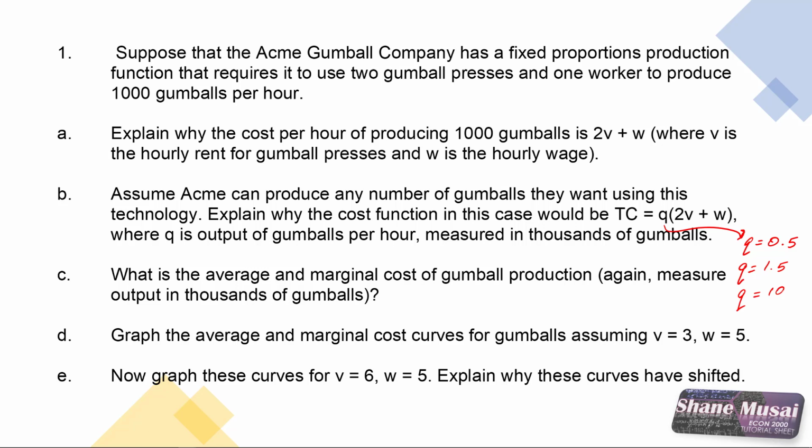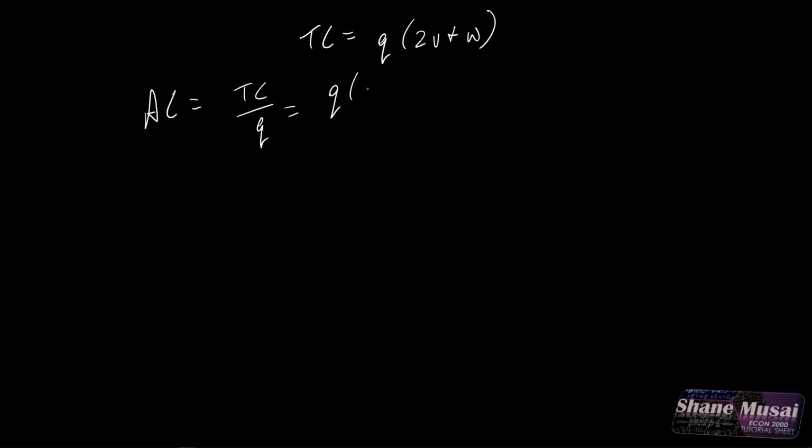Part C says, what is the average and marginal cost of gumball production? Again, measure output in thousands of gumballs. Remember, our total cost function is equal to Q times (2V plus W). The average cost function is equal to total cost divided by Q, so this is Q times (2V plus W) divided by Q. These two Q's will cancel out and you will end up with 2V plus W. This is the average cost, 2V plus W.